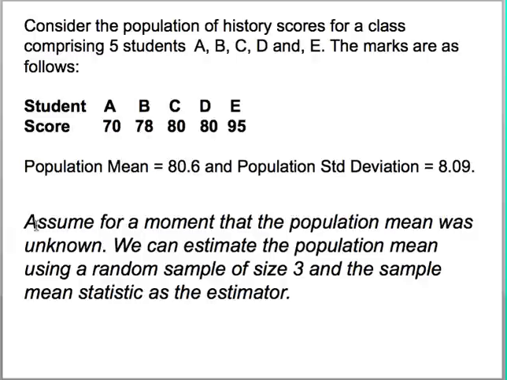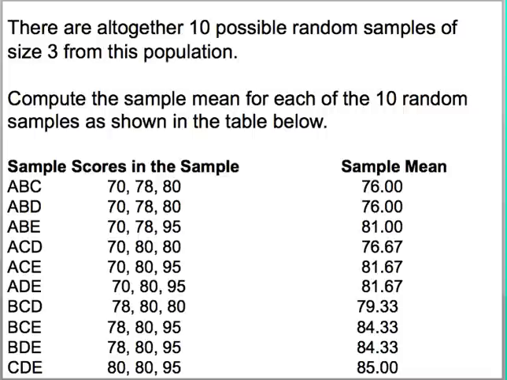Now, assume that this population value is unknown, and we want to estimate it using the sample mean statistic as the estimator. What we're going to do here is to take a sample of size, let's say 3. We're using 3 for this example. So from this population of 5 students, you can get a possible 10 random samples. There are 10 ways in which you can choose these students.